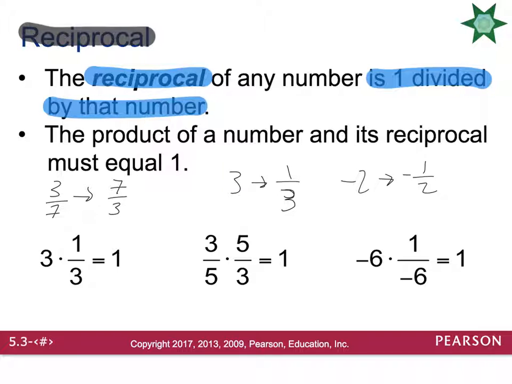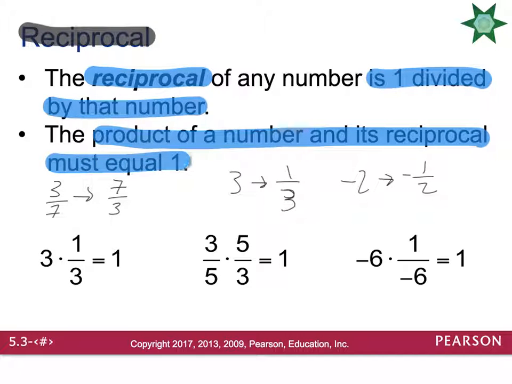Okay. When we multiply a number times its reciprocal, we always get 1. So the product of a number and its reciprocal must equal 1. So 3 times its reciprocal of 1/3 is 1. Remember, we're flipping the fraction to get the reciprocal.